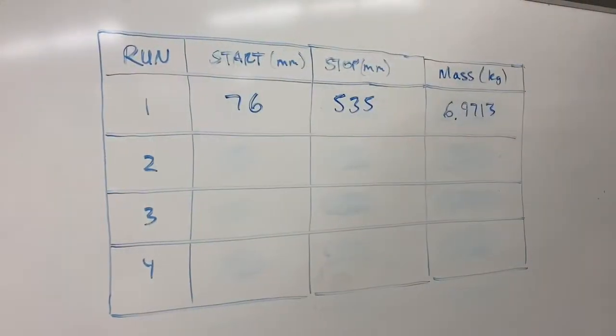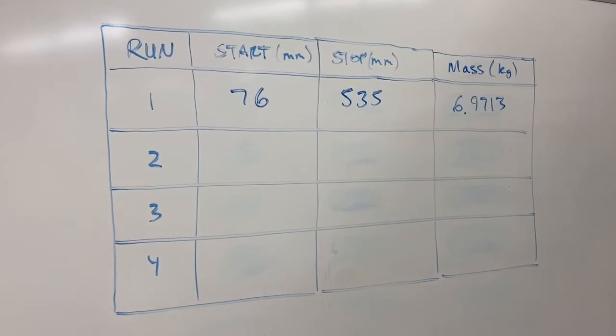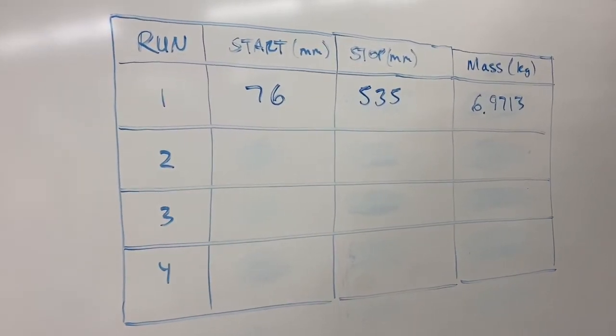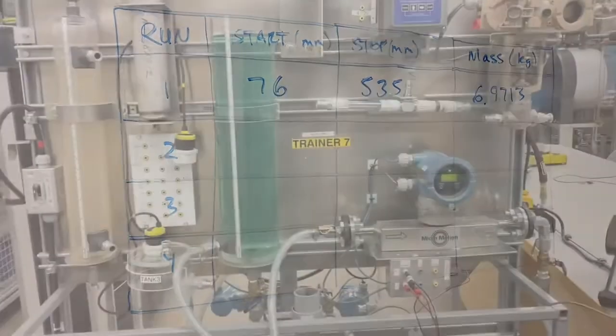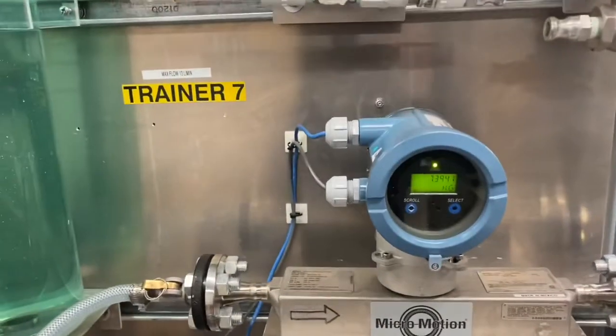All right, there you can see our values that we just recorded off the tank and off the Coriolis, the micromotion flow meter. I'm gonna go ahead and do the other 3 runs. All right, so we just finished doing our last proof here.